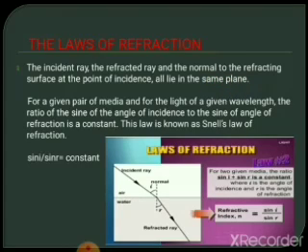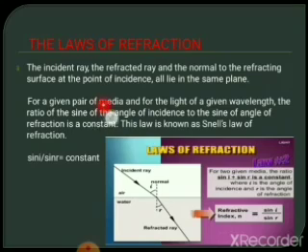Same plane means the incident ray, the refracted ray and normal all will lie in a single plane. There will be no different planes. This is the first law of refraction. This one is the second law of refraction.